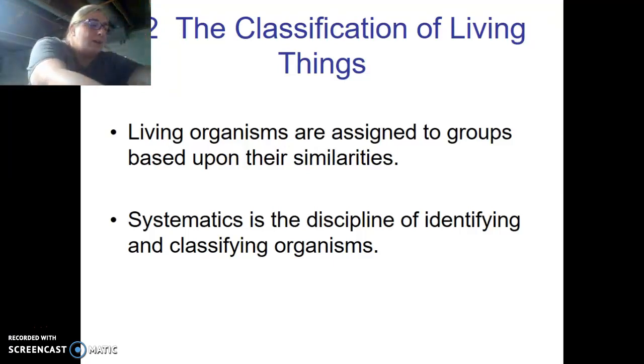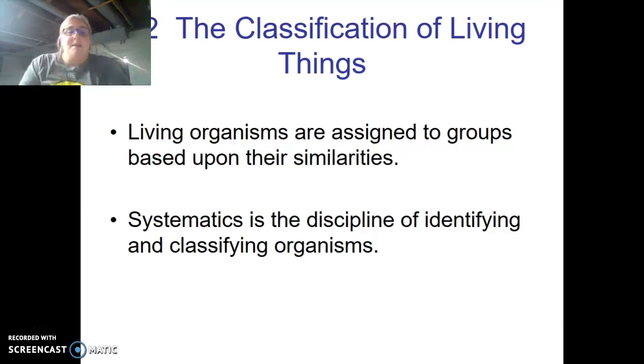We look for characteristics that are important characteristics to the organism. What are the genes telling us? What does their DNA tell us? Do these organisms eat meat? Do these organisms eat plants? Do these organisms absorb food? Do they have to take in food? Can they produce their own food? These are the types of characteristics that we're looking at.